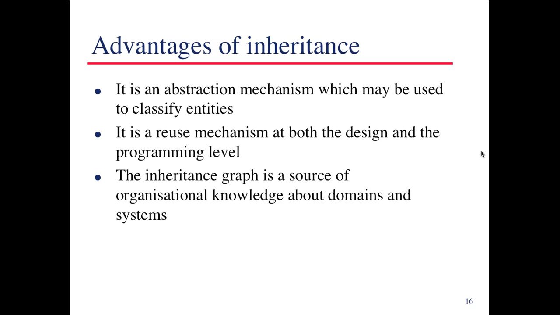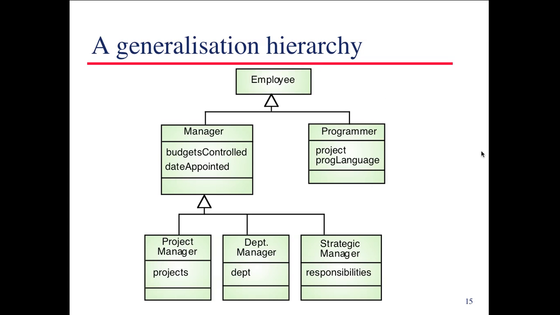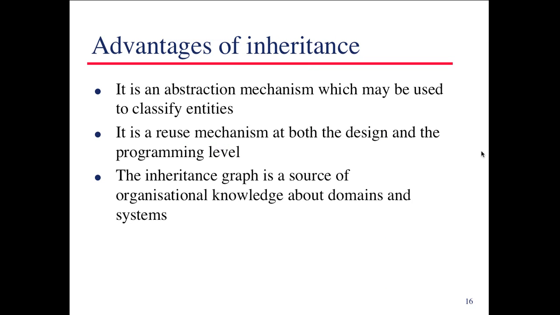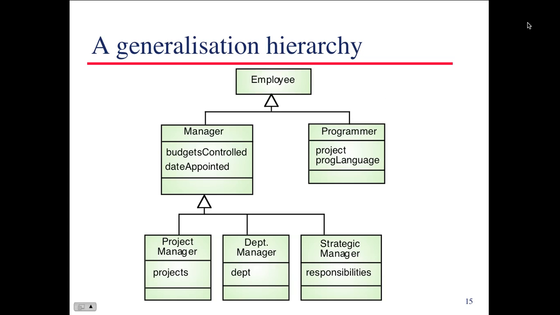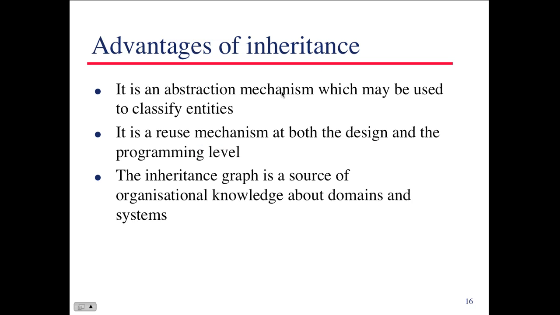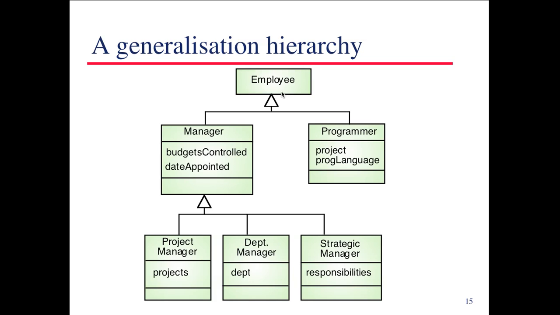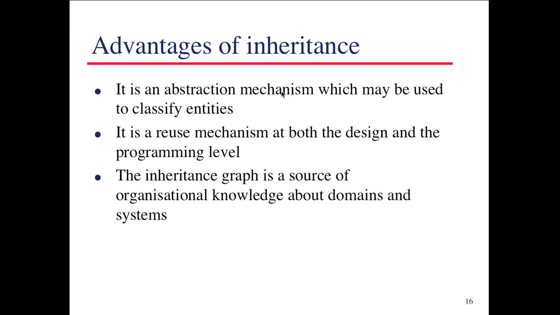Advantages of inheritance, obviously reuse. You're essentially taking advantage of everything that exists without having to rewrite new object definitions, new objects. What we have is a bunch of objects. Why not inherit? Why not use it that way? The abstraction mechanism is also used to classify entities. Because of our generalization and our generations, we know that a strategic manager is also an employee, which is where that terminology is coming into play again. And the inheritance graph itself is a source of organizational knowledge about the domains and the systems. This gives us the knowledge just the same way as an organizational chart at a company tells you where you sit in the hierarchy and where your manager sits and everything. It has the same purpose in sense of the hierarchy.